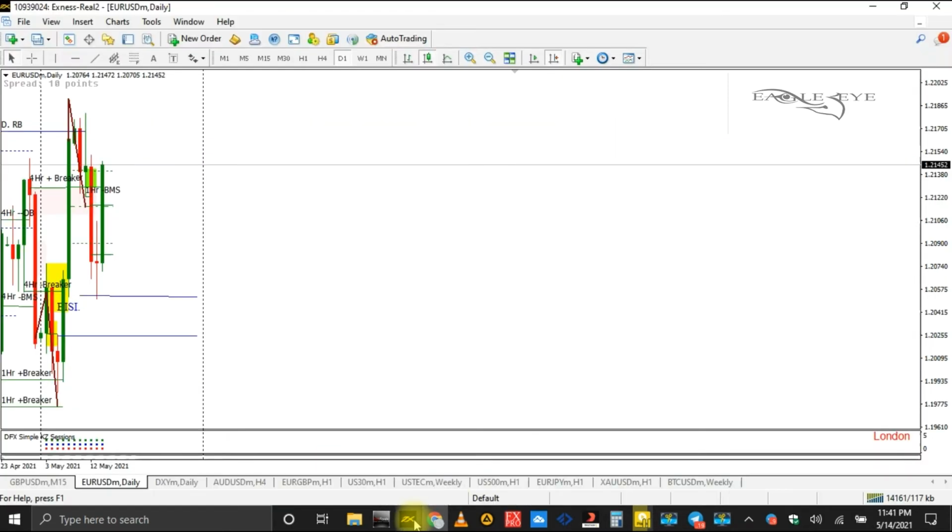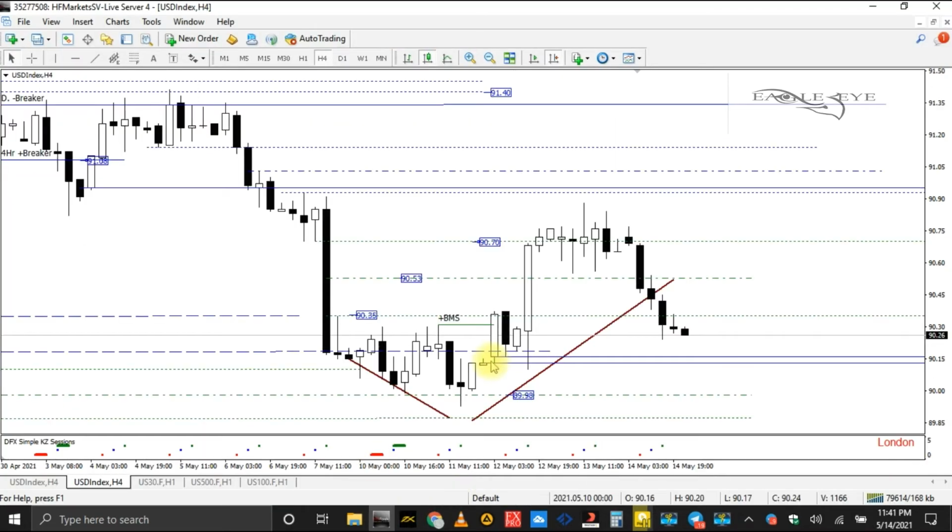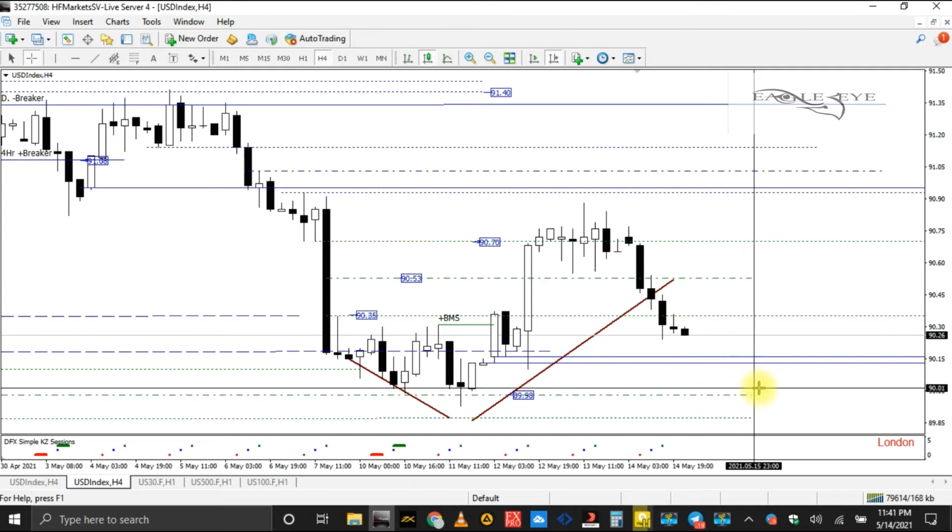So this is the daily fair value gap midpoint, and around that area, specifically at the big figure, which is the 90.00, was where I was expecting that bullishness.